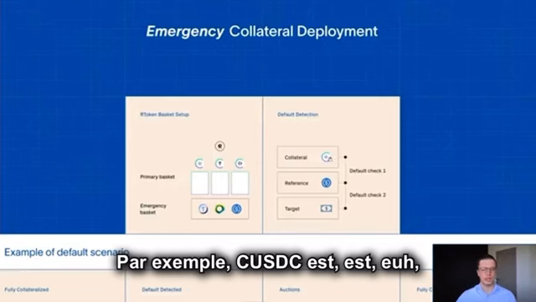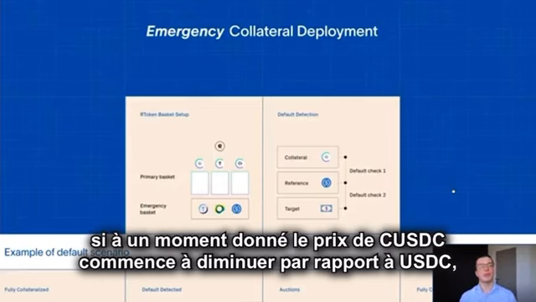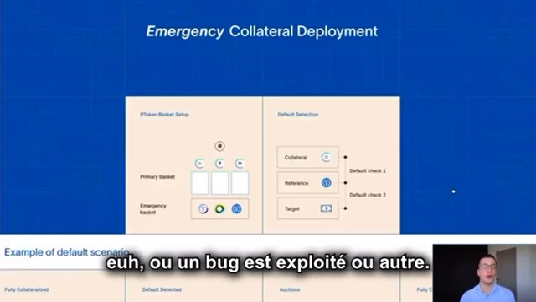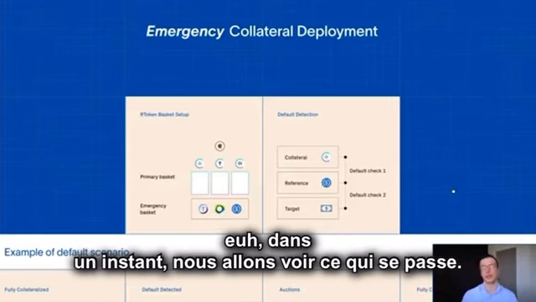For example, CUSDC is designed to increase monotonically against USDC. So if at any point in time the price of CUSDC would start decreasing against USDC, that means that there's a hack in the Compound smart contracts or a bug is being exploited or whatever. In that case, the protocol will raise the default flag, and we're going to look, in a second, at what happens then.